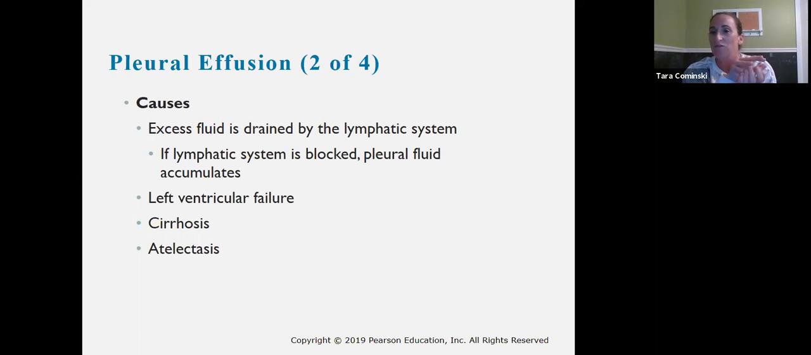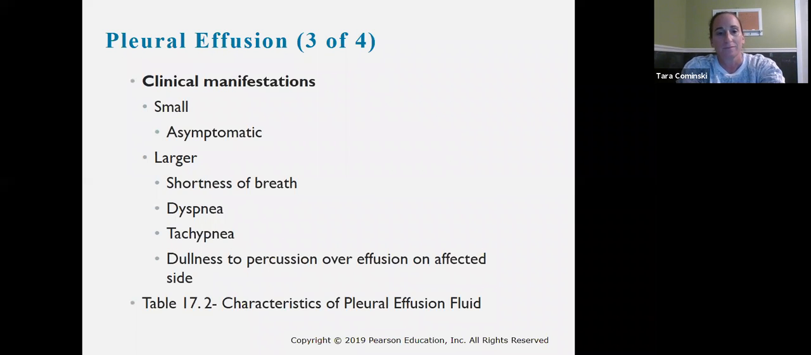You're getting fluid leaking out of the blood vessels. When you think about pulmonary edema, you're specifically thinking about excess fluid in the interstitial space between the alveoli and the capillaries. Here, the fluid is accumulating in that pleural space. Okay, so it's just a difference in location, I guess. Also, cirrhosis can cause this. And I think I already said that, but a collapsed lung can cause this as well.